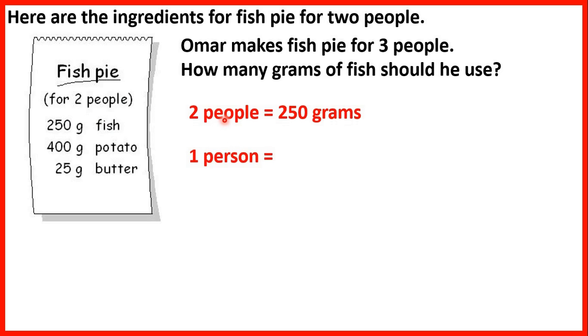Well, what we can do is work out the amount of fish that we would need for 1 person, and we can do that by dividing by 2. 2 divided by 2 is 1, so if we divide 250 by 2, that tells us that we need 125 grams for 1 person. So then, to find the amount needed for 3 people, we could either add the amount needed for 2 people and the amount needed for 1 person, because that's 3 people altogether, or we could take the amount needed by 1 person and multiply by 3.